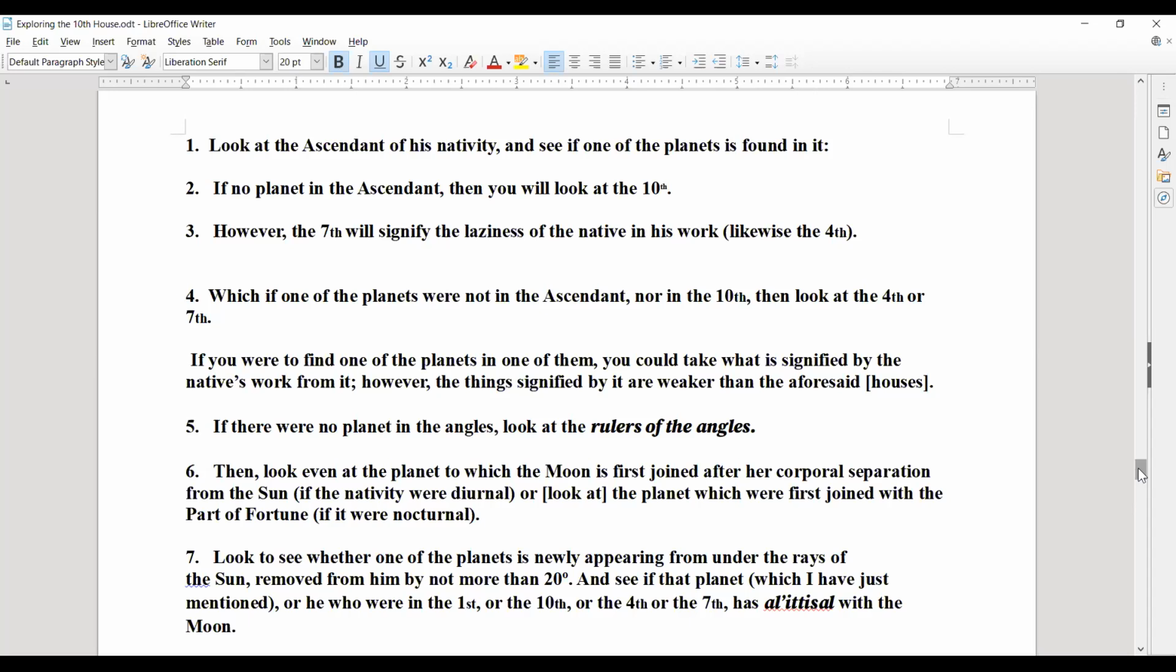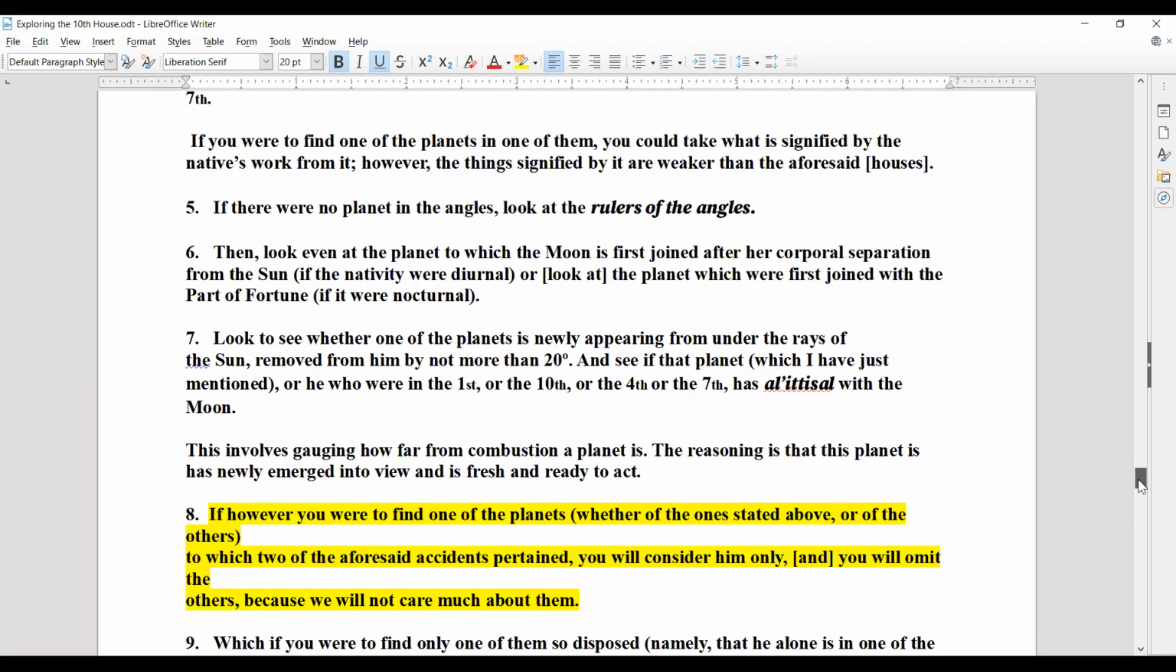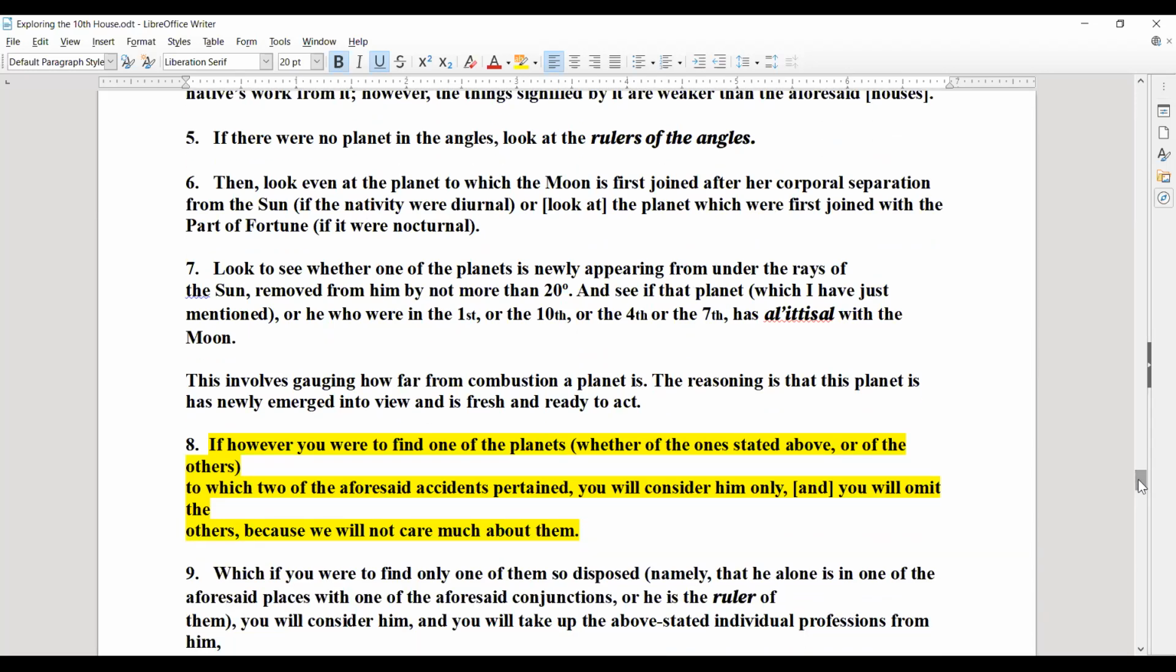Okay. Then, if no planets in the first, any planets in the angles? So that's the first thing you would be looking for if you're looking for what's telling me what profession I should be going for. Find one of those planets in them. One of them you can take what is signified by the native's work from it. However, the things signified by are weaker than the aforesaid houses. He's talking about if it's 7 or 4, it's going to be weaker than the 1st or 10th.